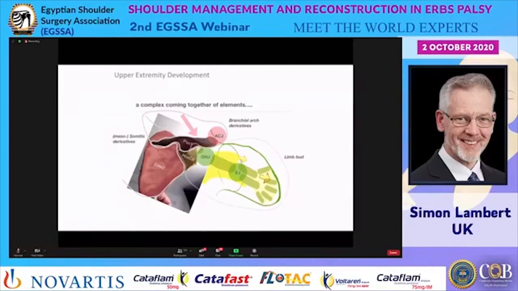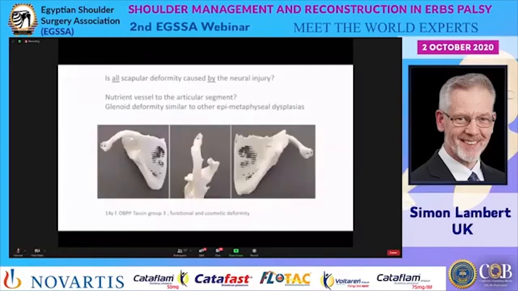I'll come back to that in a little while, but that will help us to distinguish cases of other causes of scapular deformity in childhood from those of the Erbs palsy. Here's an example of a three-dimensional plastic model taken from a CT scan of a 14-year-old girl with a group 3 palsy, who has great functional and cosmetic deformity and disability. And you can see the great deformity of the acromiospinal element, the branchial arch derivative. It's hypoplastic, it's very dysplastic.